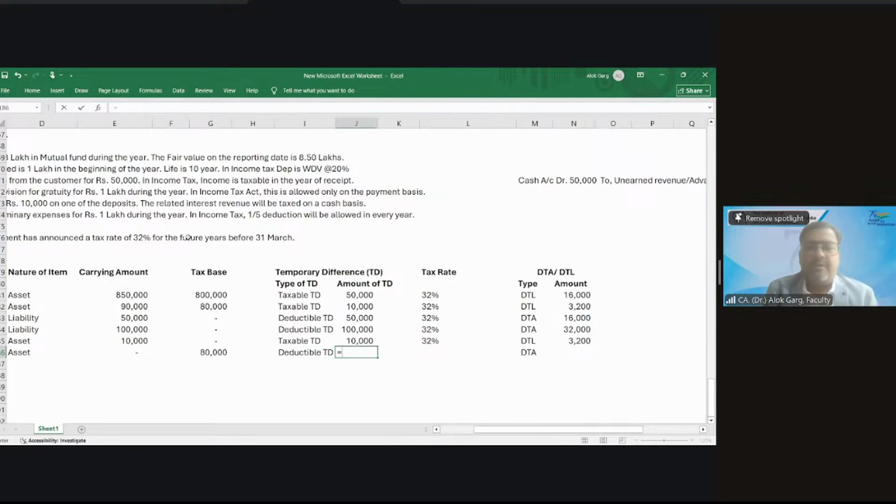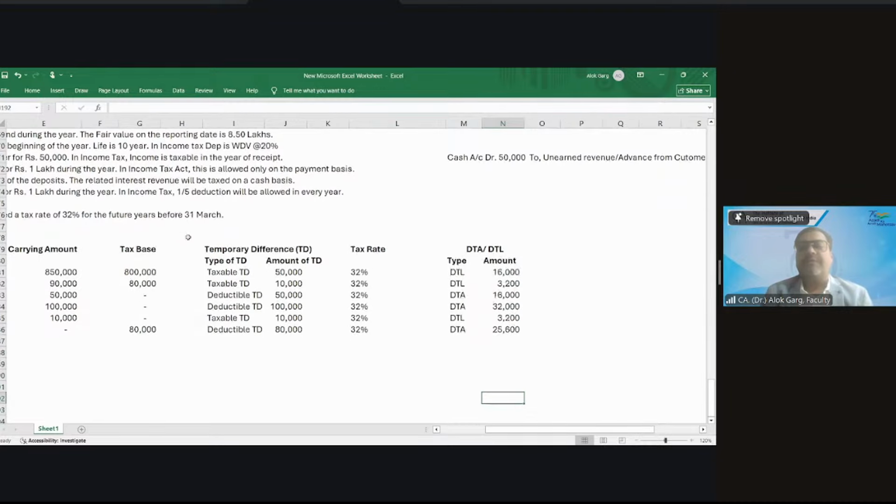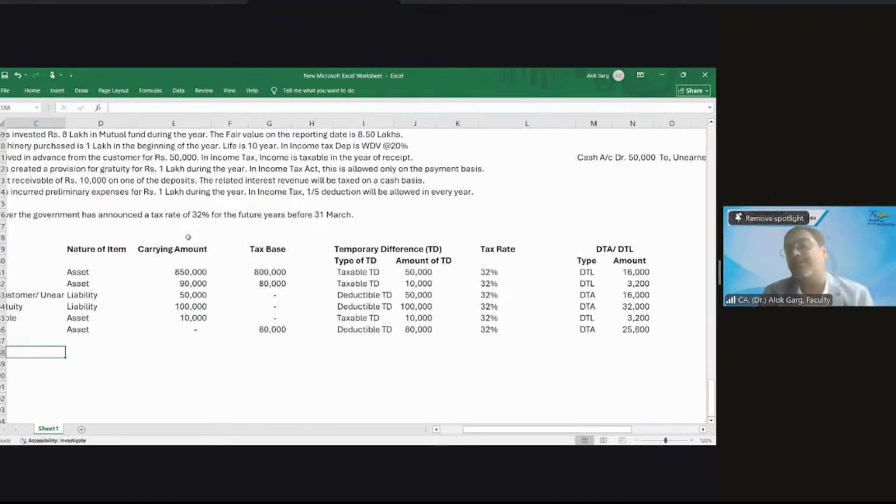Is that clear or not clear? Very much clear. What is my DTA amount? My DTA amount is 25,600 as on 31st March 2025.